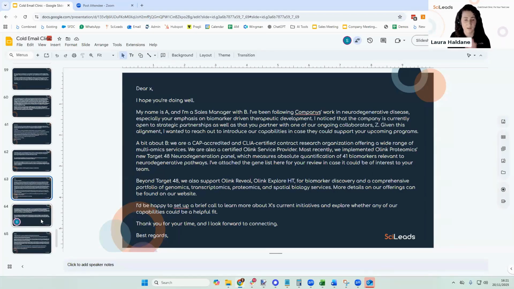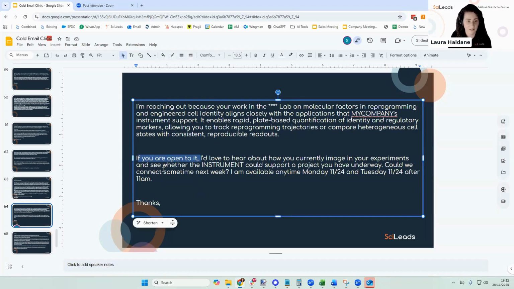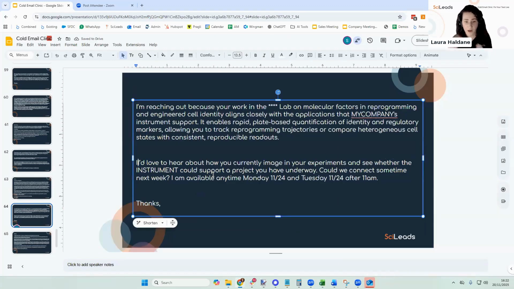Make sure you do your follow up. I'm reaching out because your work. Okay, stunning. You know why you're reaching out to them. Yeah, that's what you do. Perfect. Nice and short. If you're open to it, I'd love to hear about how you're currently imaging your experiments, see what blah blah blah.